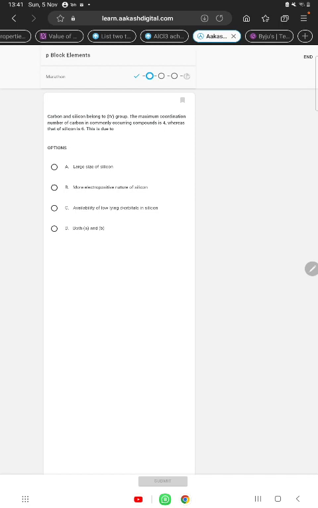Carbon and silicon belong to group 14. The maximum coordination number of carbon in commonly occurring compounds is 4, whereas for silicon it is 6 due to presence of d orbitals. Option C is correct.